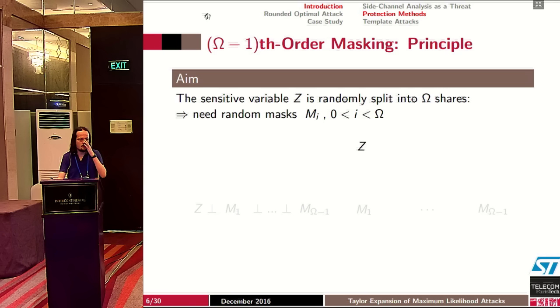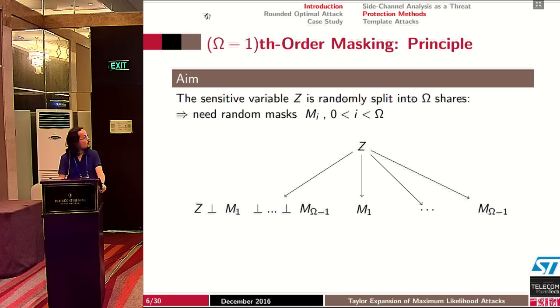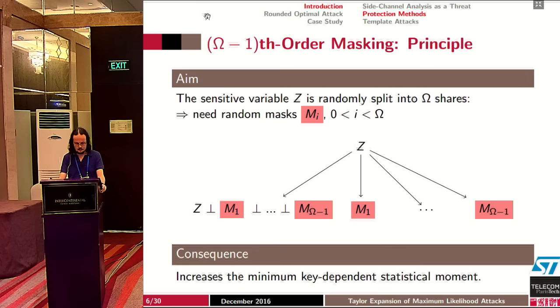One of the most classical countermeasures is the masking scheme, as its security can be formally grounded. The rationale of an ω minus 1 order masking scheme is as follows. Any sensitive variable will be randomly split over ω shares using ω minus 1 random values called the masks. The impact of this countermeasure is to make the first ω minus 1 order moments independent from the key. And as a consequence, if an attacker wants to attack such a scheme, he should at least look at the ω-th moment.